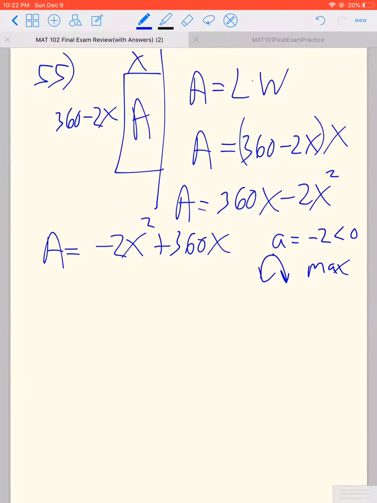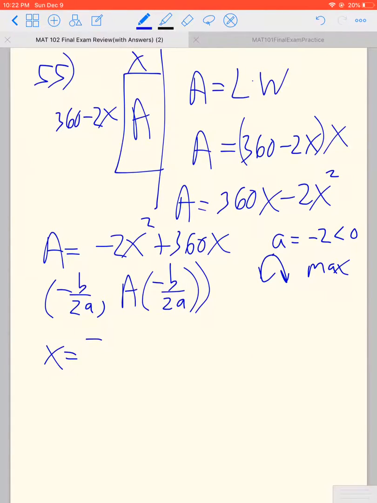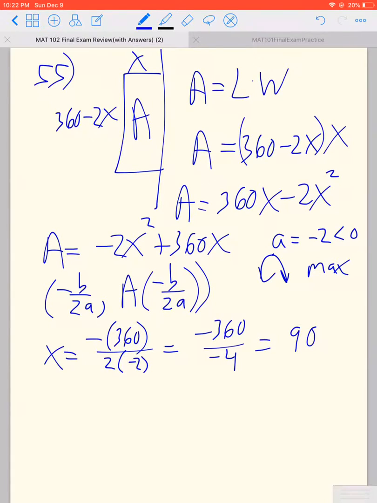As we saw in the last two problems, the max or min value is always found by the vertex. It's going to be negative b over 2a. And here we're calling the function A, so I'll call it A of negative b over 2a. So the x value of the vertex would be x equals the negative of b, which is 360, divided by 2 times a, which is negative 2. That's going to give us negative 360 divided by negative 4, which should be positive 90. So the value for x is 90.